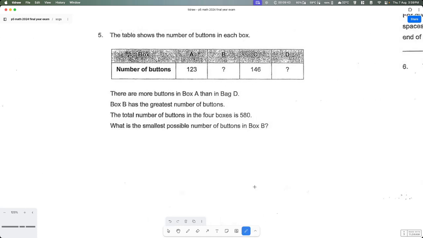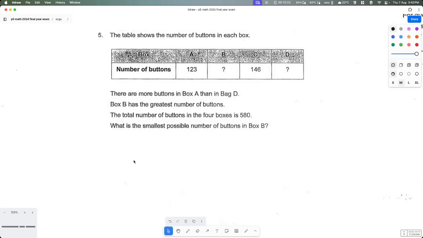Question 5. The table shows the number of buttons in each box A, B, C, and D. There are more buttons in box A than in bag D. Why is he using the word bag? It's supposed to be box, but either way, that's fine. Box B has the greatest number of buttons. The total number of buttons in the 4 boxes is 580. What is the smallest possible number of buttons in box B? A bit of a paradox, where it says smallest possible number but greatest number of buttons.